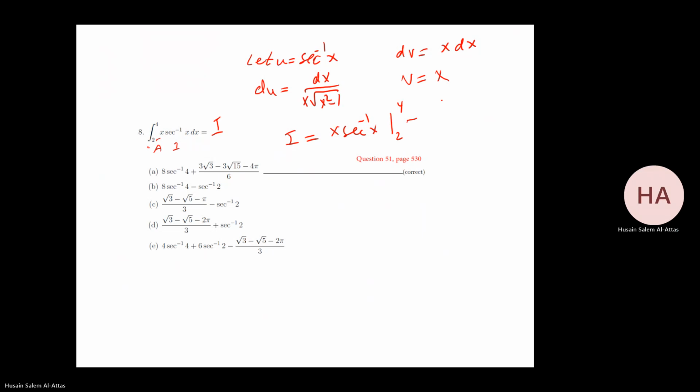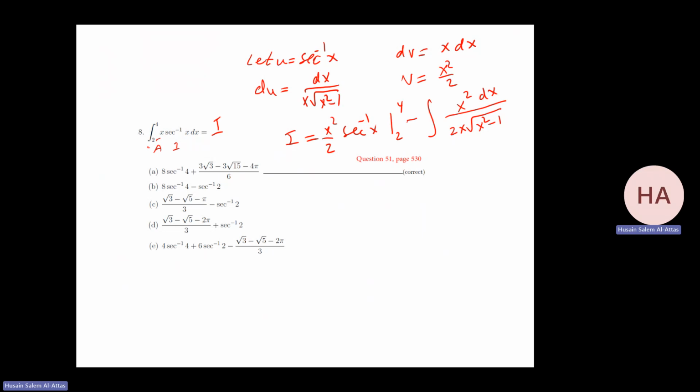Minus, no, sorry, this is x squared over 2. The integral of x is x squared over 2. Minus the integral of x squared over 2x square root of x squared minus 1 dx. Is it? Yeah, x squared over 2x, which is an easy one, not difficult. We'll see.